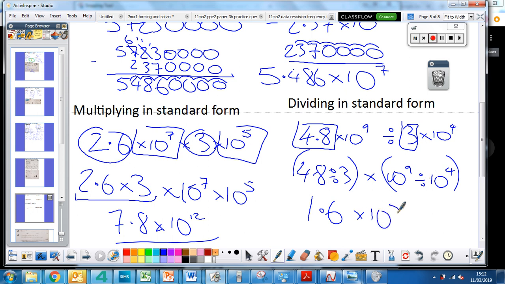So not just changing from standard form to ordinary numbers and vice versa, not just for large and small numbers, but also the ability to add, subtract, multiply and divide. Remember, the questions they're most likely to ask you will be real life questions to do with usually science, but we'll have some practice on those questions in the future.